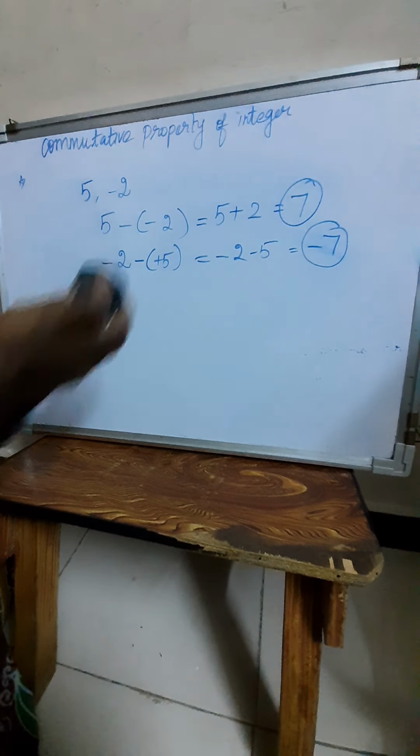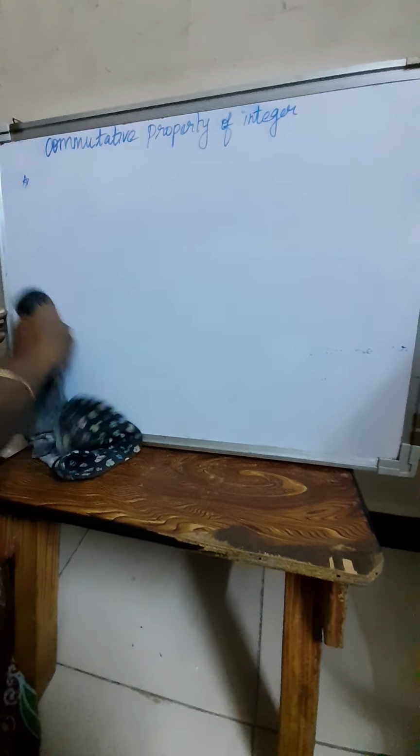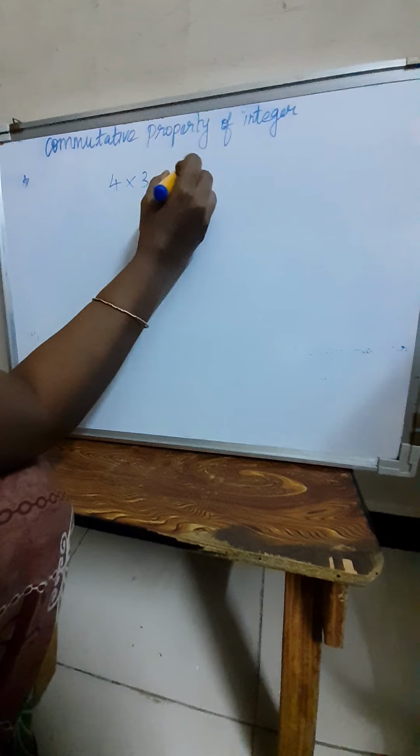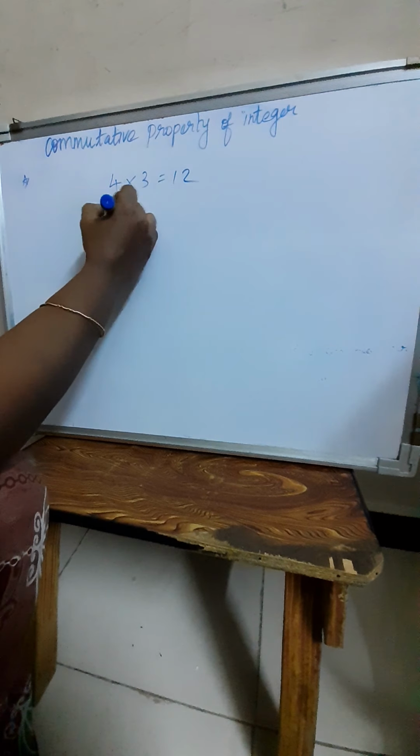Okay, is it clear? Now we are going to check for multiplication. I am going to take whole numbers also. You know whole numbers are 0, 1, 2, 3, 4 and so on. If we take any two whole numbers, 4 into 3, the answer is 12. If we interchange and multiply, 3 into 4, the answer is also 12.